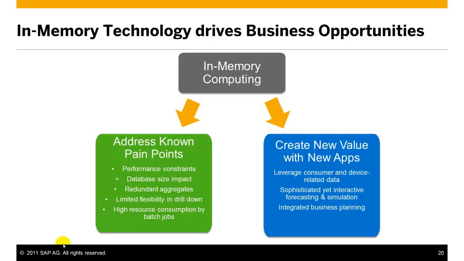We know, for example, that when you're working with very large data sets, there are some performance constraints. That database size does have an impact. We know that for many people, that whole process of having to have those aggregates built, that aggregation layer provided by B1i, is a little bit redundant. We know as well that there's limited flexibility in that drill down. And we know that some of those batch jobs do consume a lot of resources. So this in-memory computing approach is going to help us address all of those.